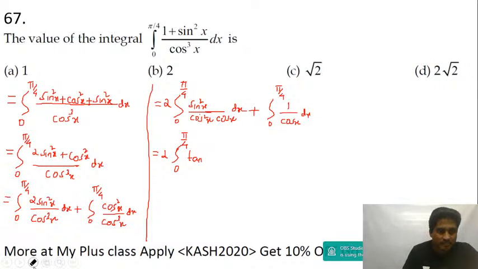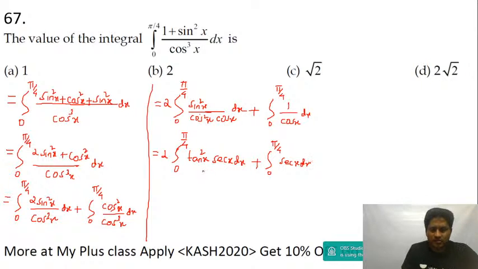This will be equal to tan square x. And 1 by cos will be equal to sec, you get sec x dx. Plus integration 0 to pi by 4, and 1 by cos is equal to sec, and then you get sec x dx. Now this is not going to help you out, guys. You can't integrate tan square into sec x.